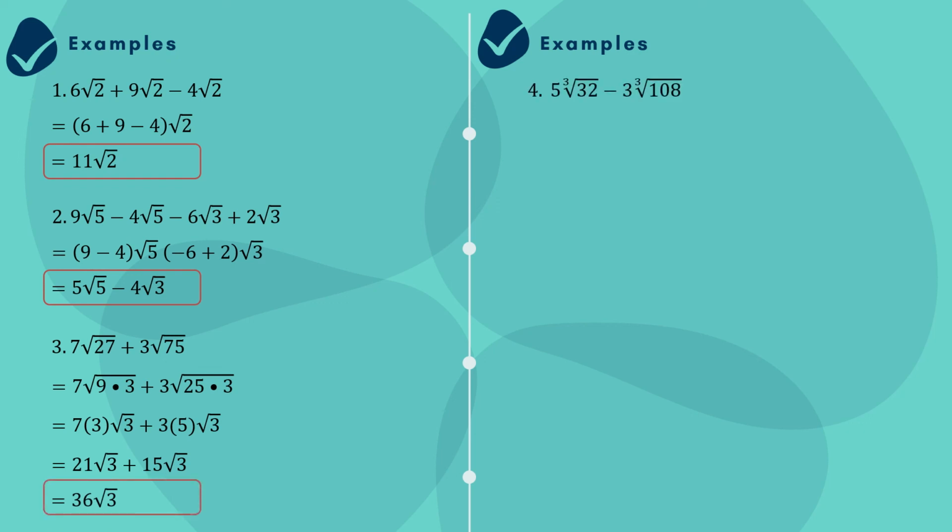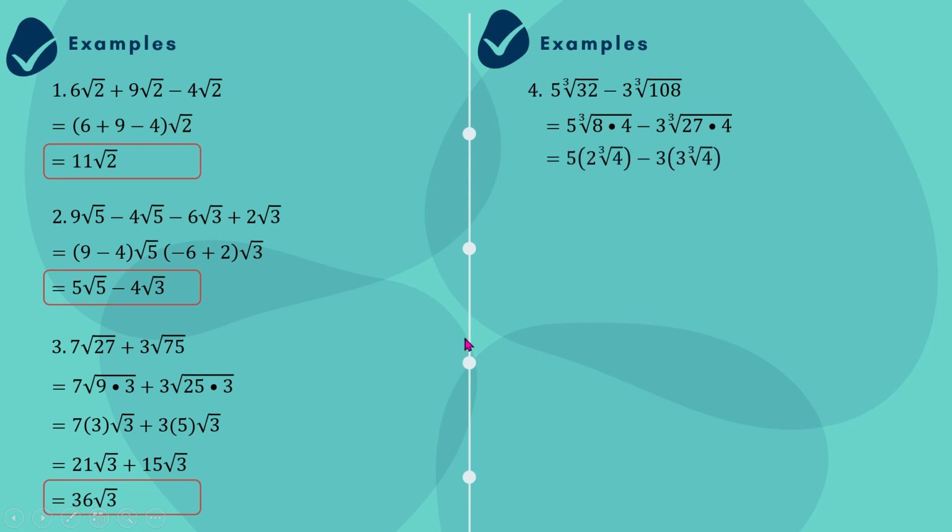Next example, number 4. 5 cube root of 32 minus 3 cube root of 108. Question. How do we factor 32 and 108 in such a way nga nasa perfect cube sa factors? Okay, this one. The factors of 32 nga perfect cube is 8 times 4 because 8 is a perfect cube. The cube root of 8 is 2, no? So 8 times 4, 32. 108 yung factors nga perfect cube, 27 times 4.